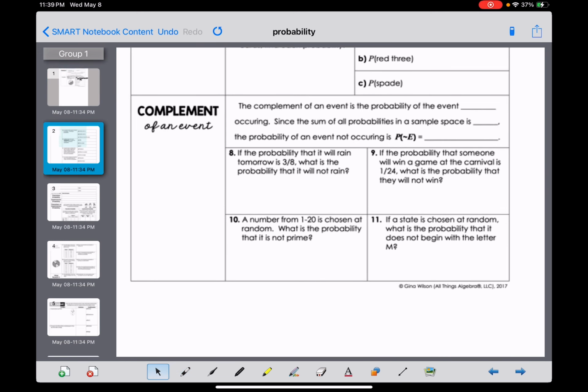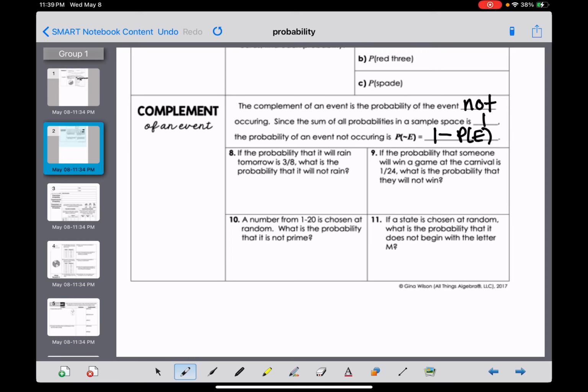We have the complement of an event. So the complement of an event is just the probability of the event not occurring. So if you see something asking for the complement of something, it's how much it would not happen. Since the sum of all probabilities in the sample space is 1, so the total chance of something happening, you can get 100%, 1. The probability of it not occurring would be 1 minus whatever the probability of that event is.